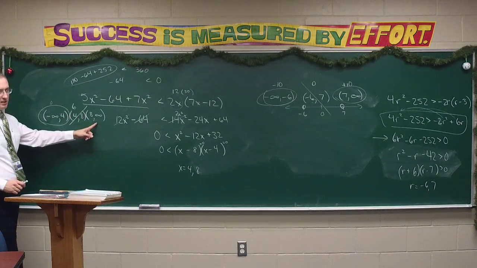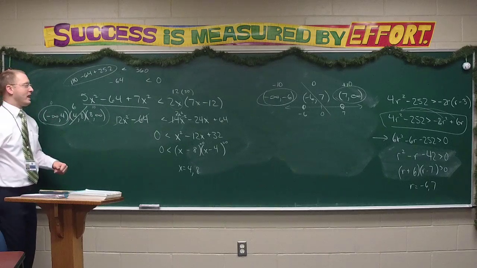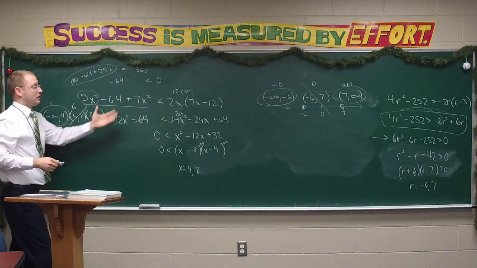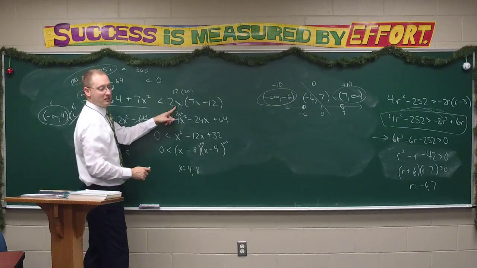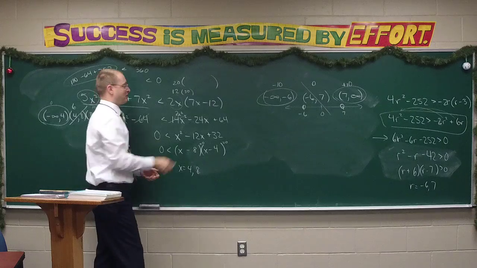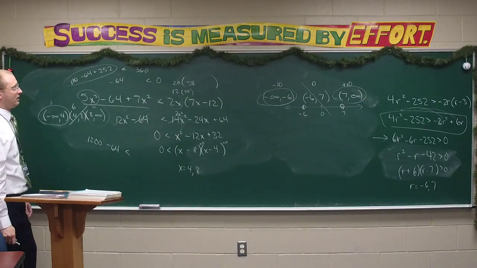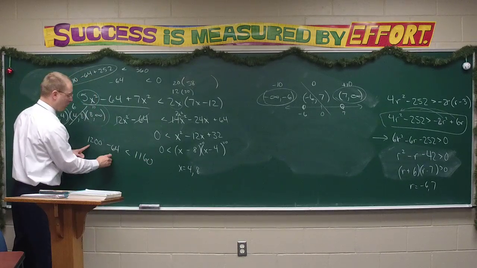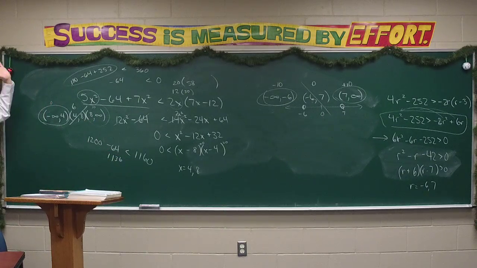So what do we expect to happen over here? We're really confident this is going to check, but just to make sure, let's try a 10. If we square a 10 both times, we get 100, so this is 500 and that's 700, so that's like 1,200 minus 64. Over here, this becomes a 20 multiplied by 70 minus 12, which is 58. 58 times 20 is 1,160. When we subtract 64 we get 1,136, which is smaller, and it does check out. How many have negative infinity to 4 and 8 to infinity for this one?